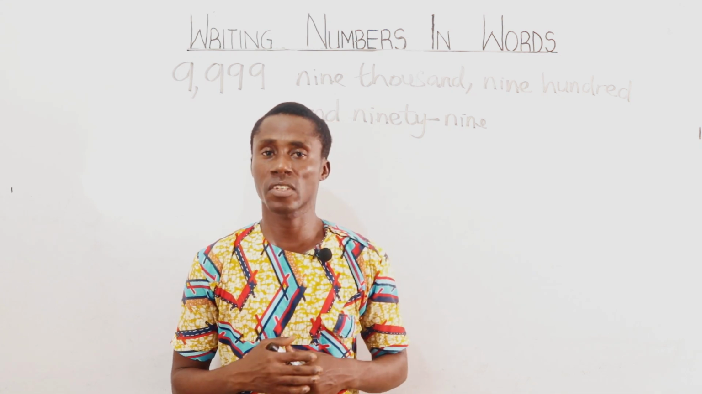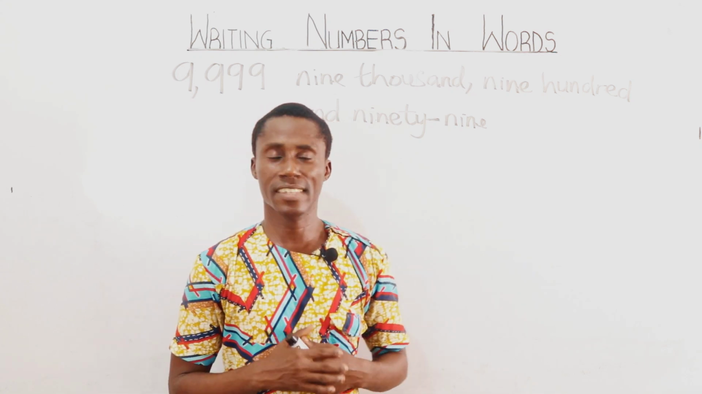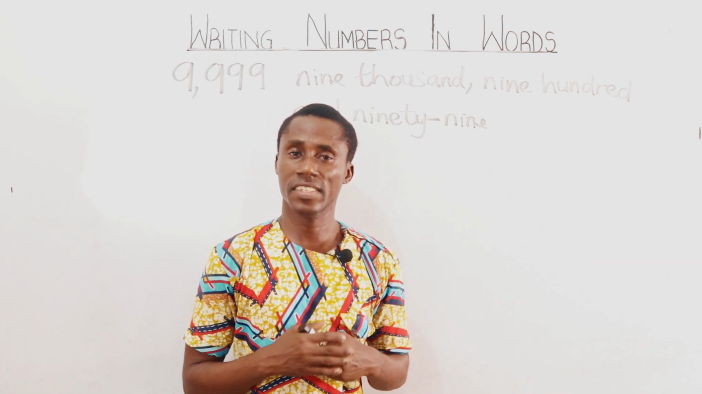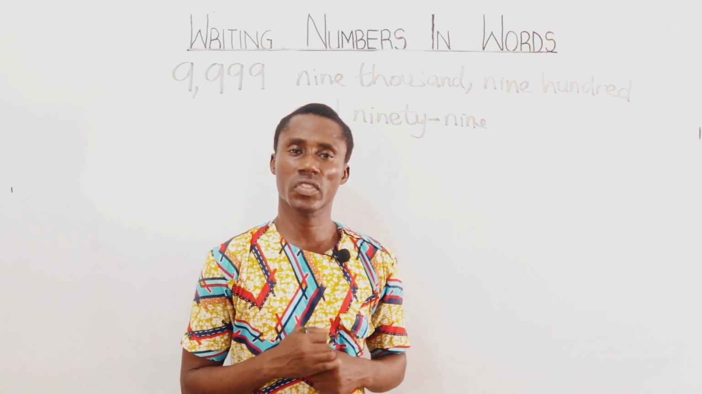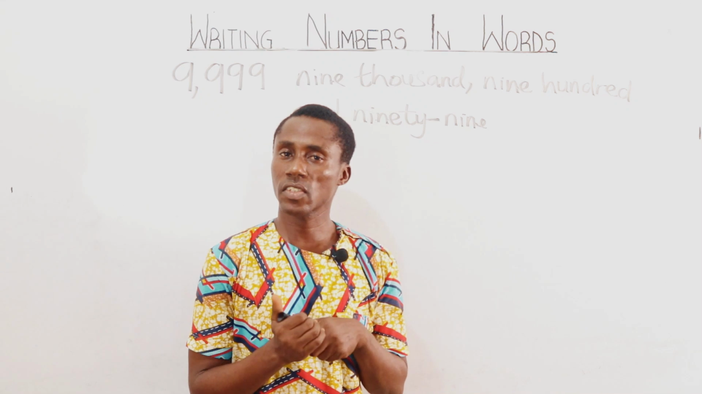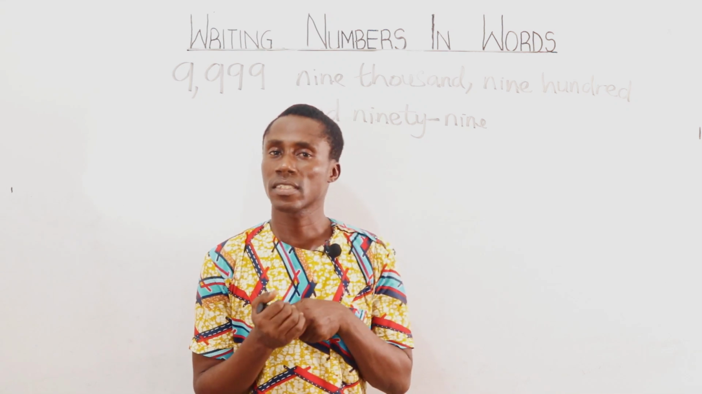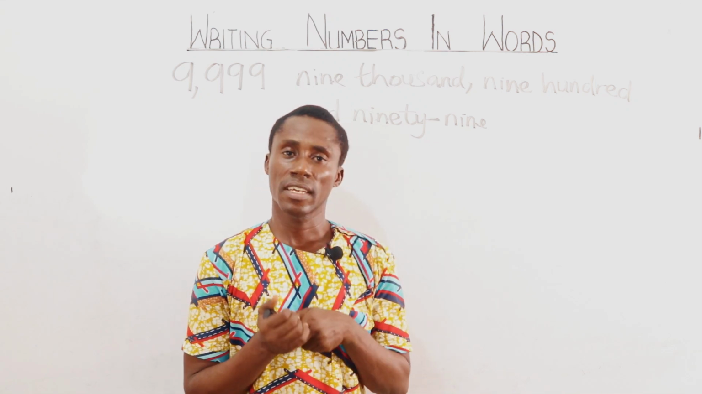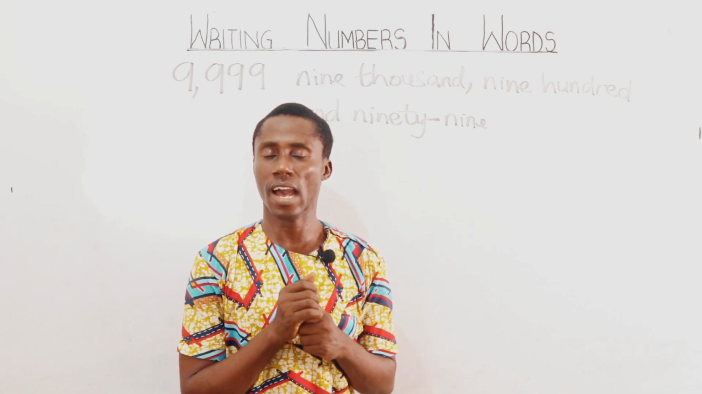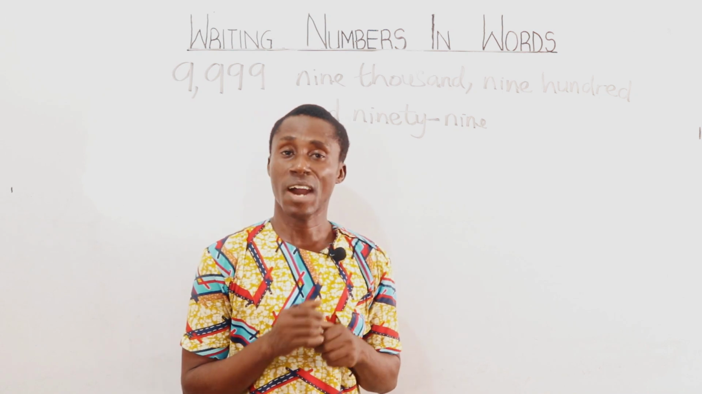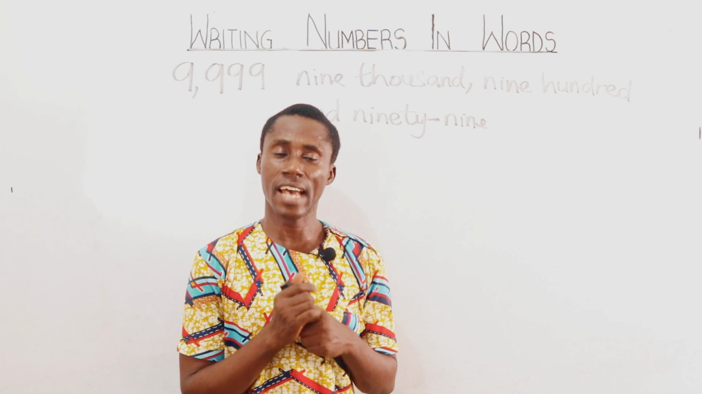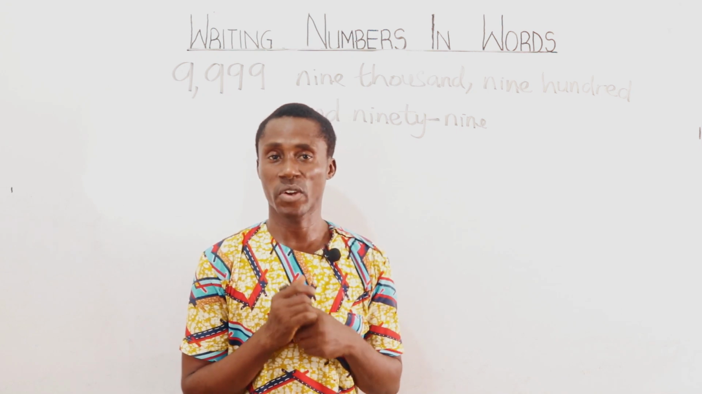And the 10,000s are 10,000, 20,000, 30,000, 40,000, 50,000, 60,000, 70,000, 80,000, and 90,000. Now let's learn how to write the 10,000s in words.